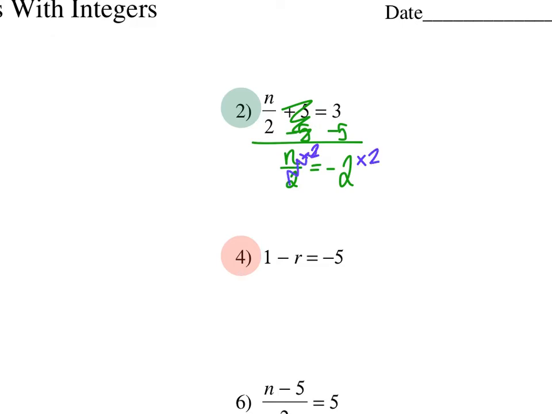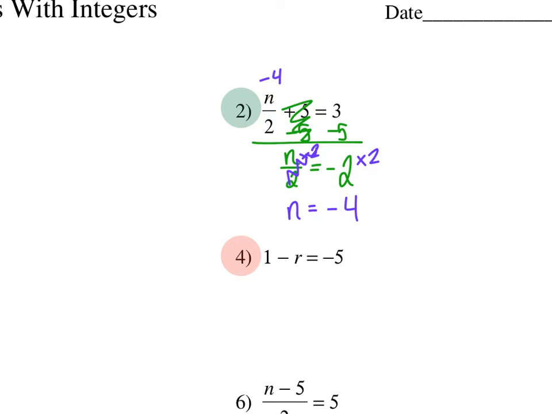That'll cancel out, and we, again, did a lot of this last time. Negative 2 times 2 is negative 4. So number 2, you should get negative 4. And then you can check your answer, right? If you plug negative 4 in for n, negative 4 divided by 2 is negative 2. And negative 2 plus 5, different signs, subtract, gives you 3. So that actually checks out for us.